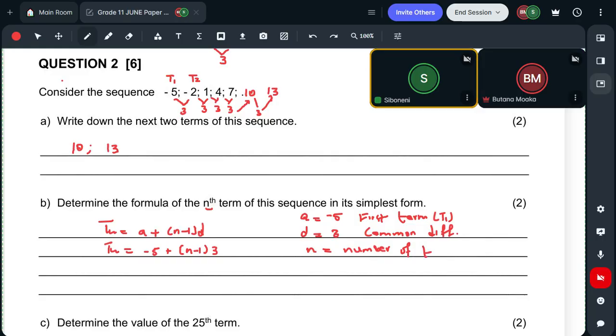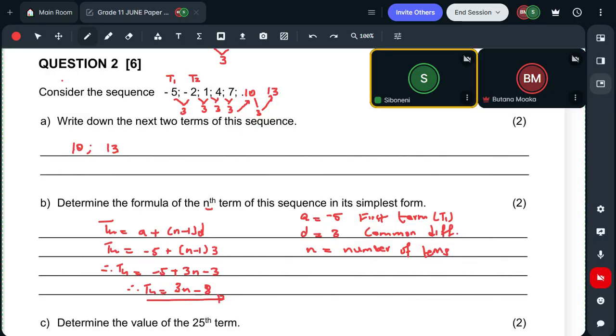Then you know that Tn is the general formula, so is the rule. So now if I solve this, Tn will be minus 5. Then I'm going to multiply out the bracket by 3, which gives us positive 3n minus 3. Therefore, what is your Tn equal to when you add the like terms? This will give us 3n minus 8. Are you happy with that? This is your general term.